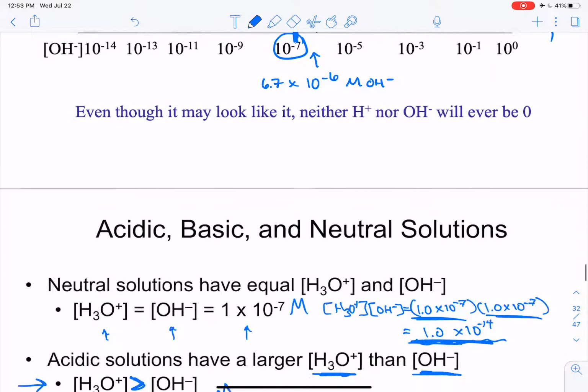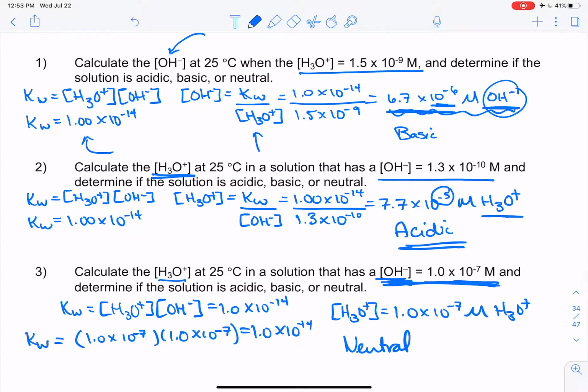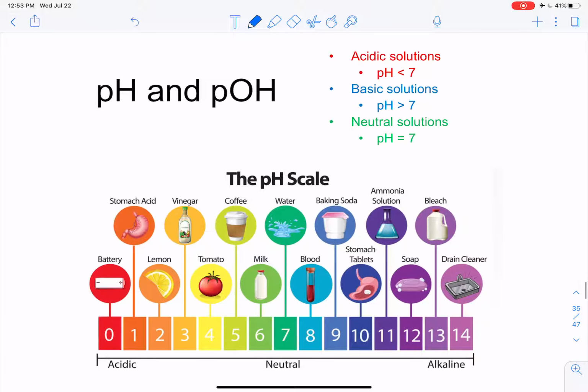Okay, so this seems like a whole lot of math to find out if a solution is acidic, basic, or neutral. And the question is, is there an easier way? And the answer to that is yes, there is a simpler way, and that is using pH and pOH, and we will talk about that in the next lecture. Okay, bye-bye.